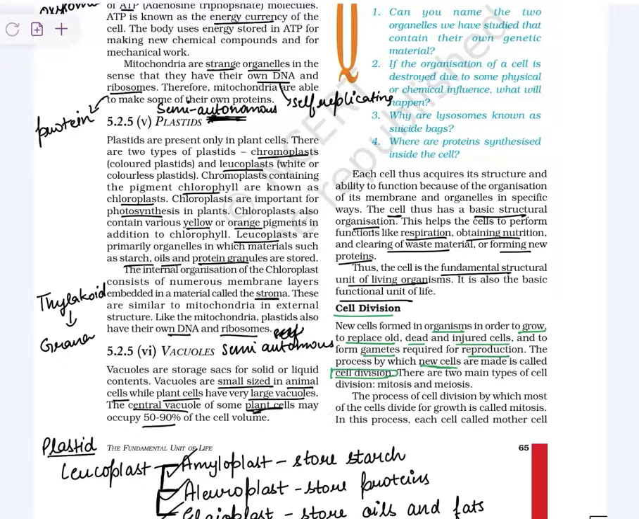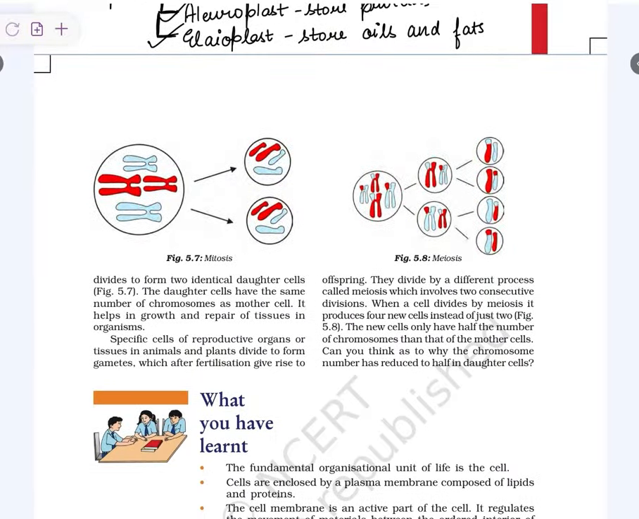There are two types of cell division. First is mitosis and second is meiosis. Now, first let's talk about mitosis. The process of cell division by which most of the cells divide is the mitosis process. In this process, each cell, which is called mother cell, so this is the mother cell. This mother cell divides to form two identical daughter cells. These are two daughter cells which are identical to the parent cell.